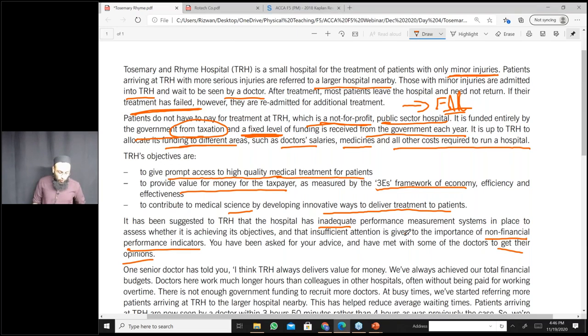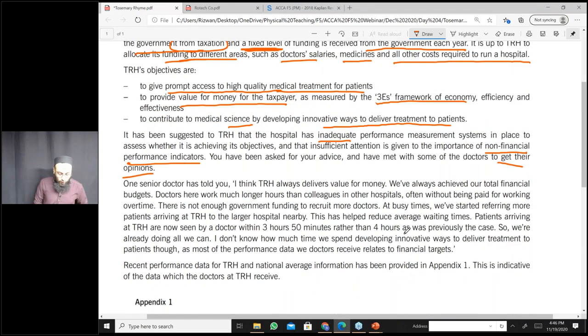One senior doctor has told you, I think TRH always delivers value for money. Okay, they say we provide value for money. We always achieve our financial budgets. Okay, great. Doctors here work much longer hours than colleagues in other hospitals, often without paid overtime. That's bad. There is not enough government funding to recruit more doctors because you have a fixed level of funding, so you can't recruit more doctors.